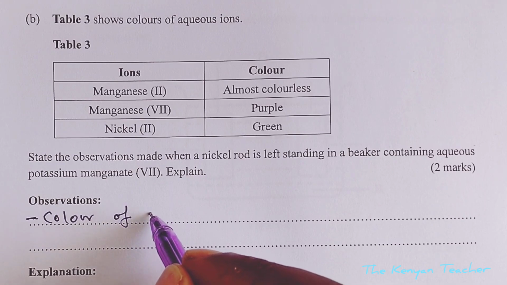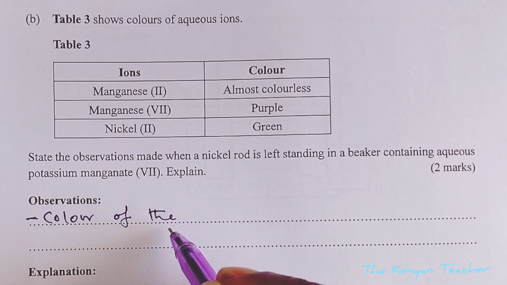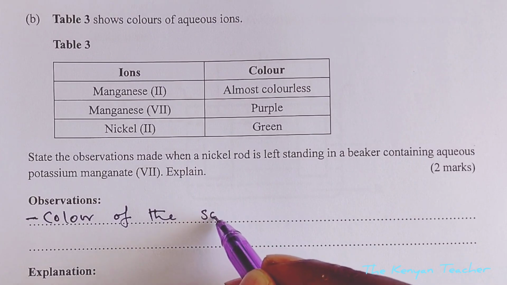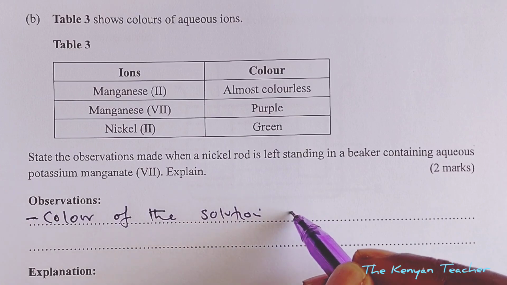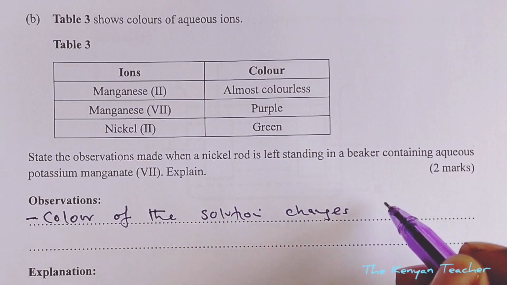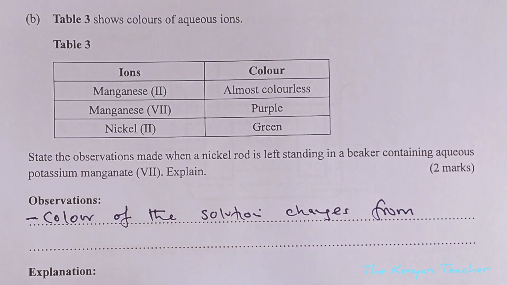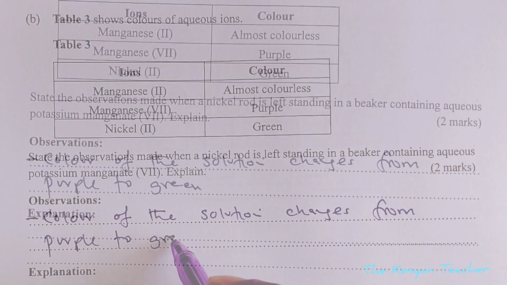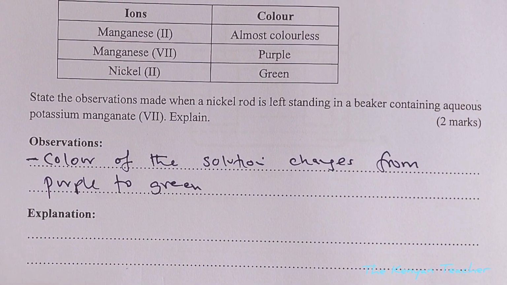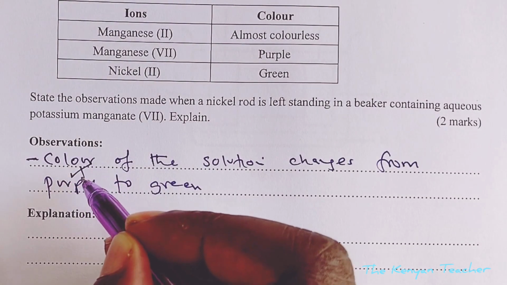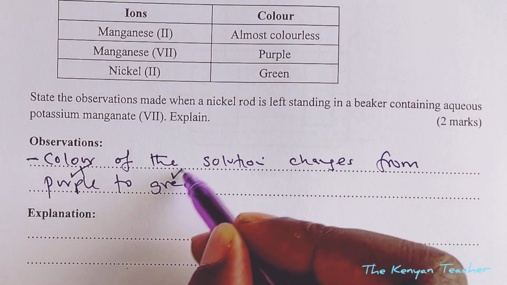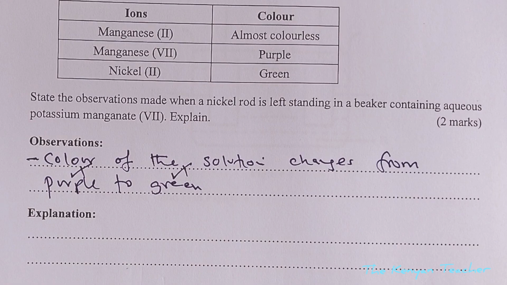of the solution that we are using, remember, this is a solution containing aqueous potassium manganate 7, would change from purple to green. For the marking, we shall award half for the color purple and half for the final color green.